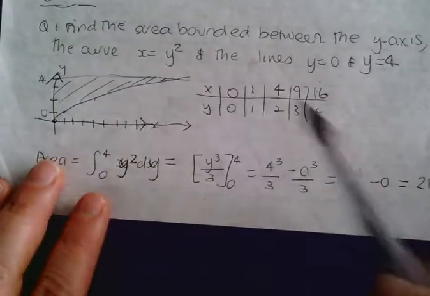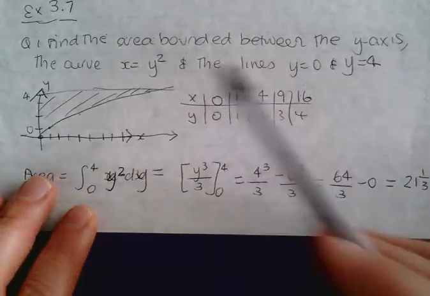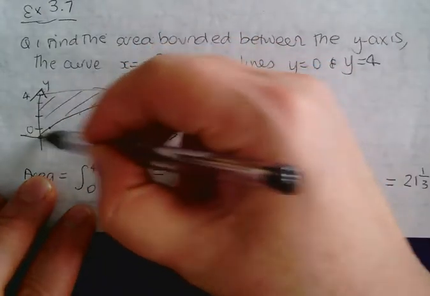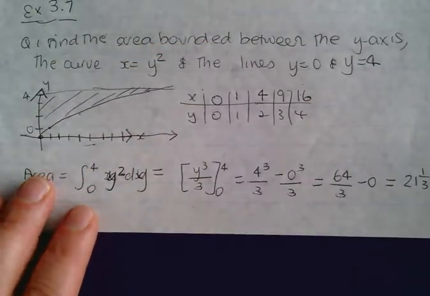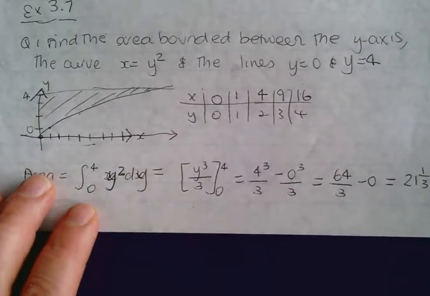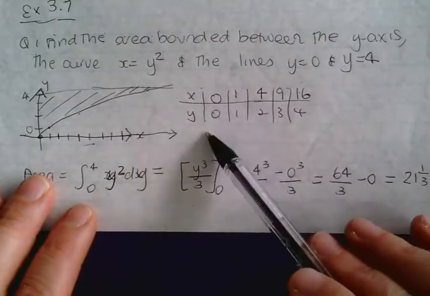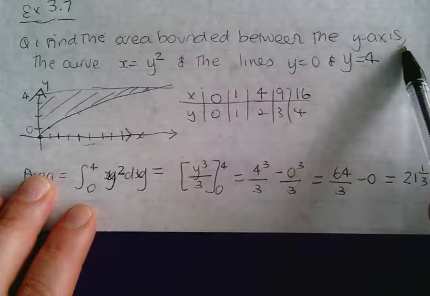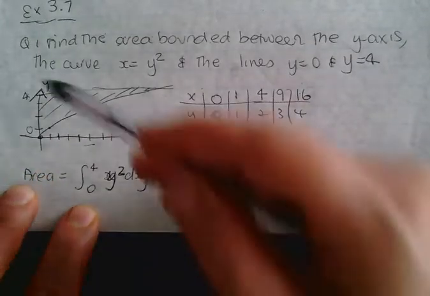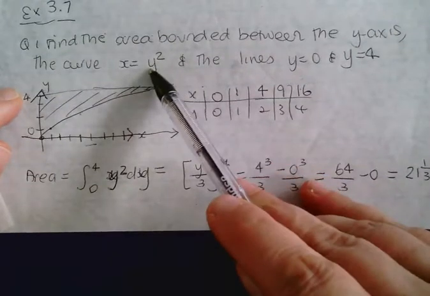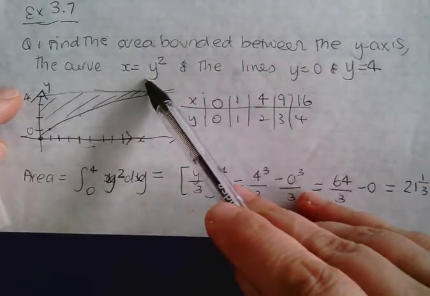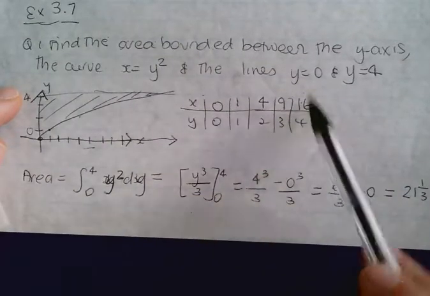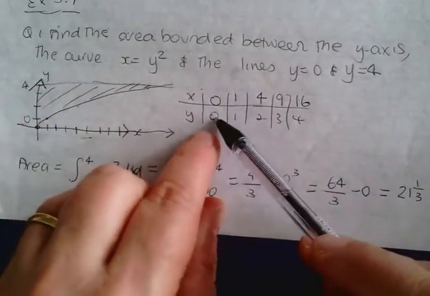So if I were to find the area bound by the y-axis, the curve x equals y squared, and the lines y equals 0 and y equals 4. Well, you're going to have to draw that, and you may not know how to draw it. So what would you do? You would do a table of values. Now, we need to know it between the lines y is 0 and y is 4. So you're going to have to work out when y is 4, right? What are you going to put your x value as? Well, what about when y is 4? What do you get for x? 16.